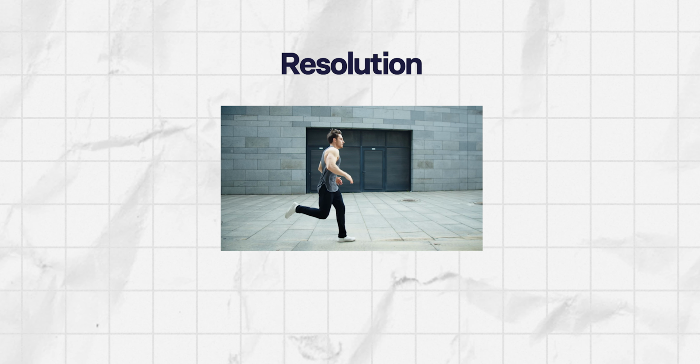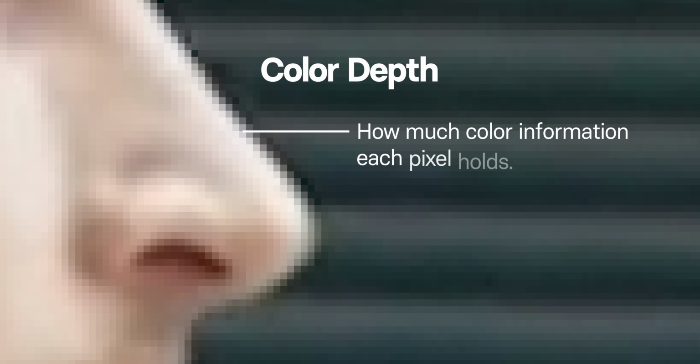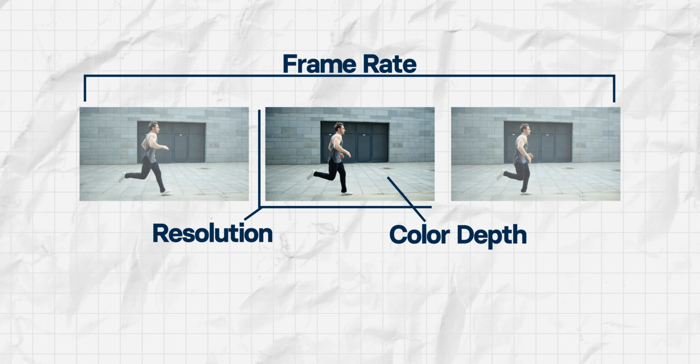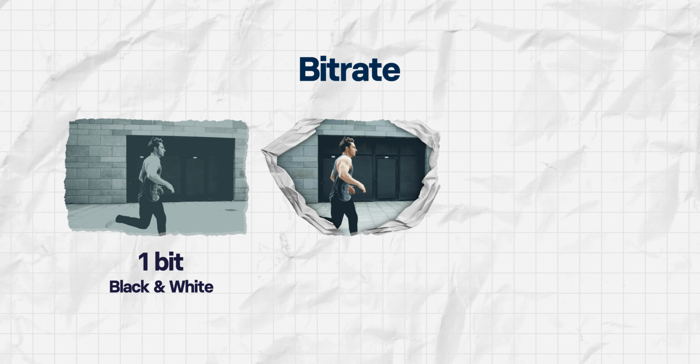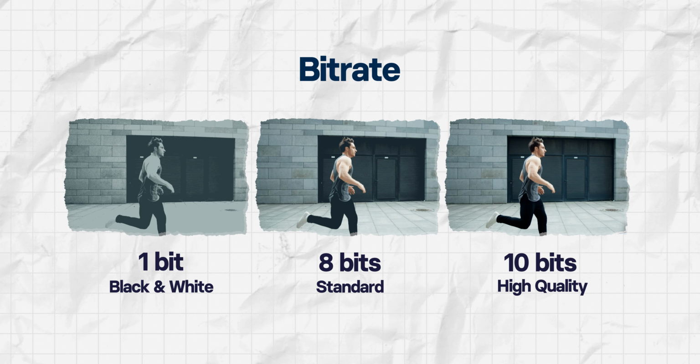How big are those photos? Well, that's where resolution comes in. Resolution is how many pixels wide and high each photo is. And then there's a third thing called color depth, which is how much color information each pixel holds. Now, those three things together decide how much detail your video could have. And bitrate is the one that decides how much of that detail actually survives.